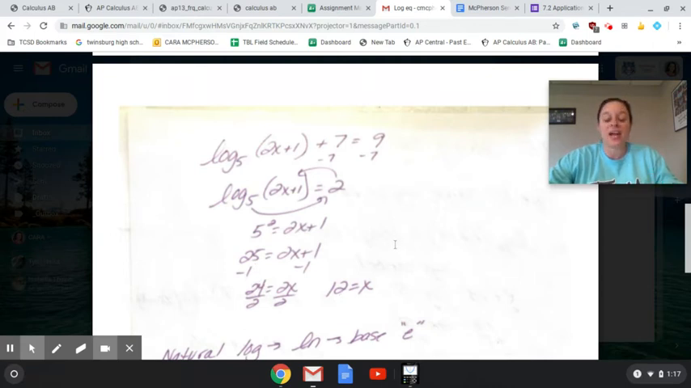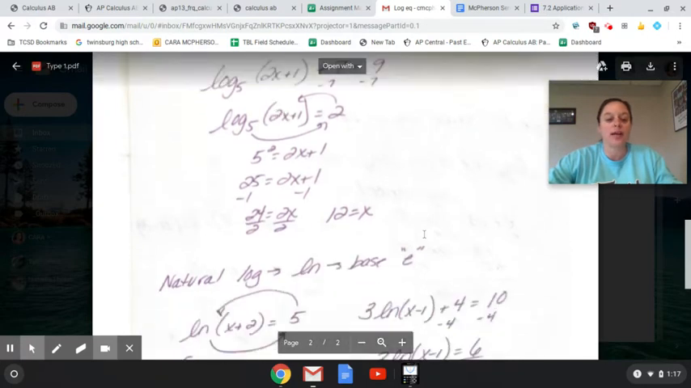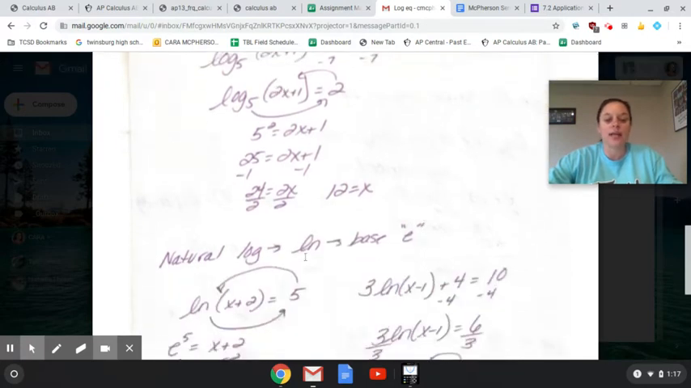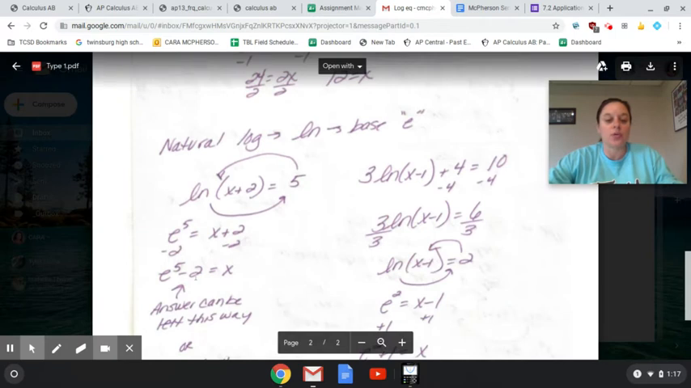So if instead of being log base 5 or a common log, it's a natural log, it's written with an ln. It has a base of e. We don't write the e, but it's understood to be there, base e. I'm going to show you one really simple one and one that has a little more work to finish off here.